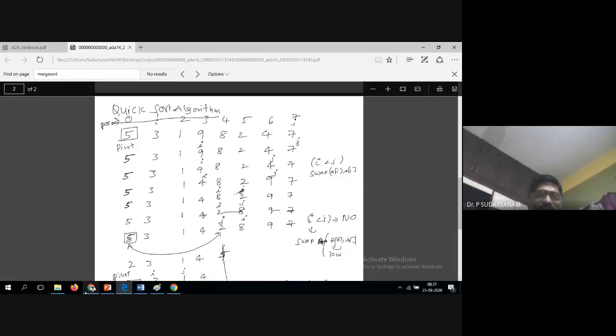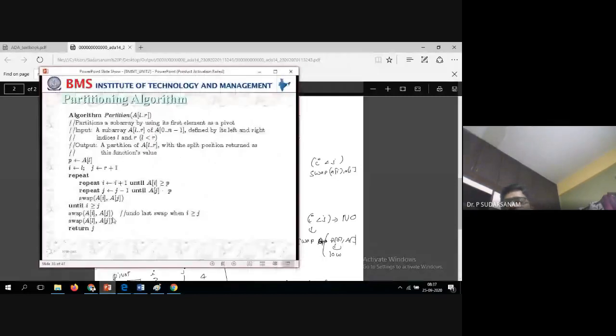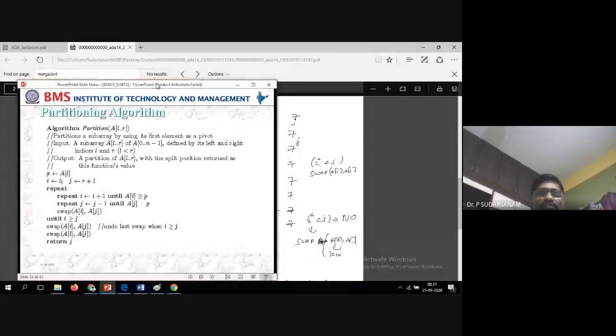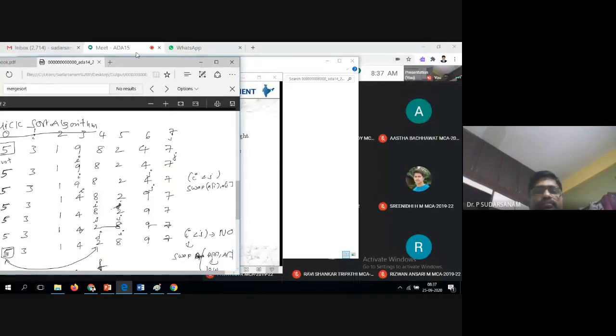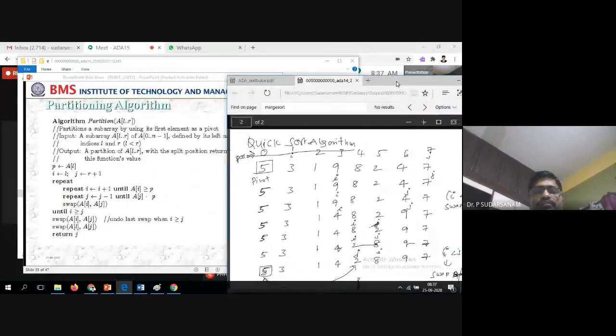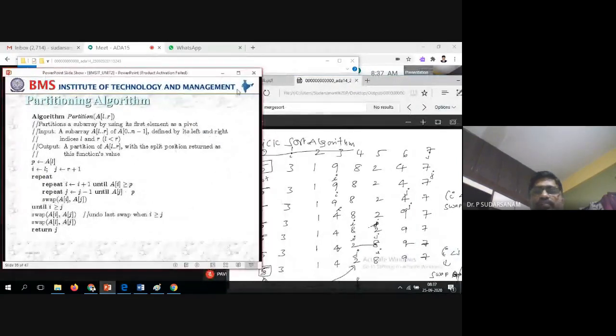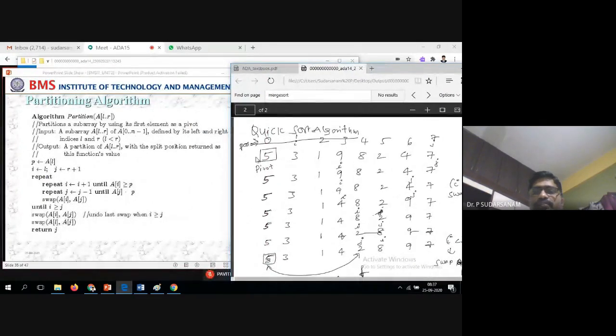Now how to write the algorithm here? Now see here, the partition algorithm. Exactly the way of working is how we have to see it. The pivot element is nothing but the first element, that's what I have taken here. How to show the two parallelly here? Can you see both parallelly now?